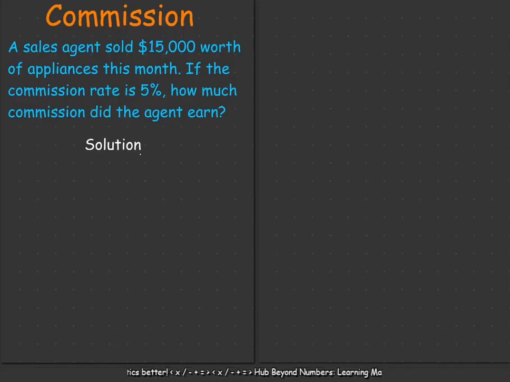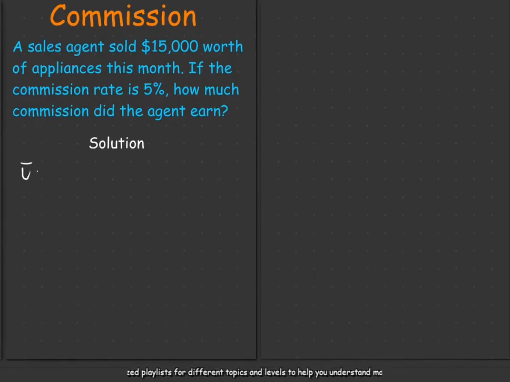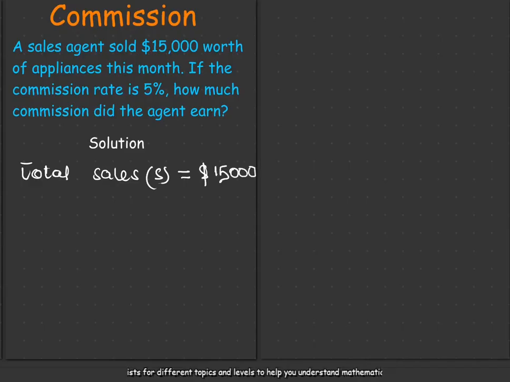The first thing I would advise we do is to write out our parameters. So writing that out, we have the total sale, and we know its symbol to be S. So we have our total sale, which is $15,000. And then the commission rate. From the question, we have our commission rate, which can be written as R to be 5%.